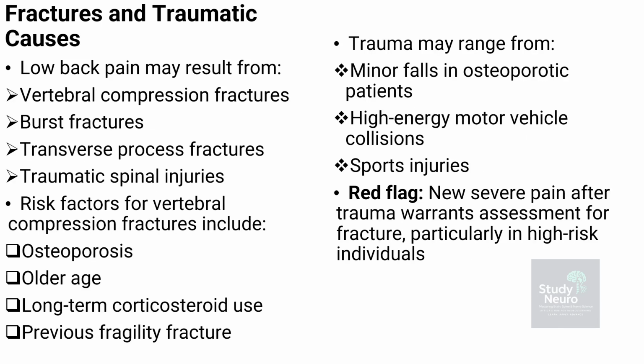Low back pain can follow injury to the vertebrae or other spinal structures. Compression fractures are common in vulnerable patients, while more severe trauma can produce burst fractures or injuries involving the posterior elements of the spine. The risk is higher when bone strength is reduced, particularly with osteoporosis, advanced age, or prolonged corticosteroid use. Even minor trauma can cause a fracture in these patients, while high-energy collisions and sports injuries may produce significant spinal damage in otherwise healthy individuals.